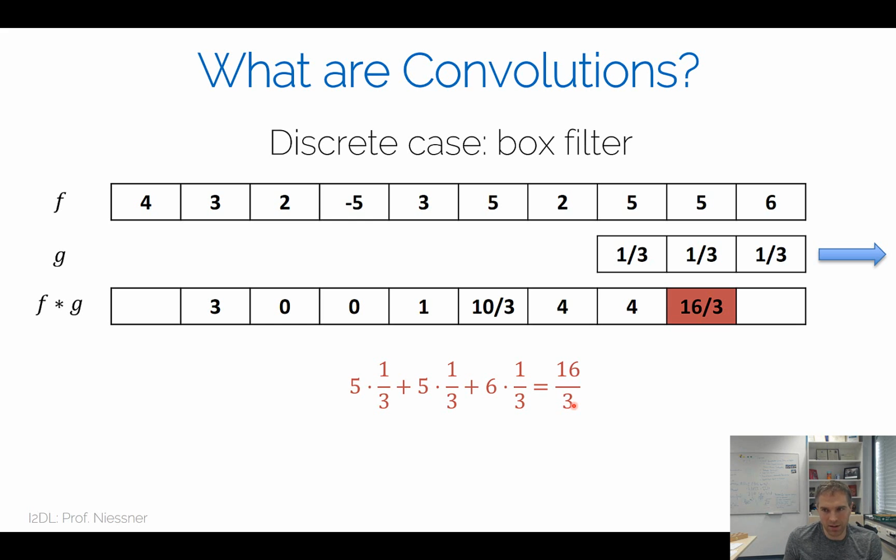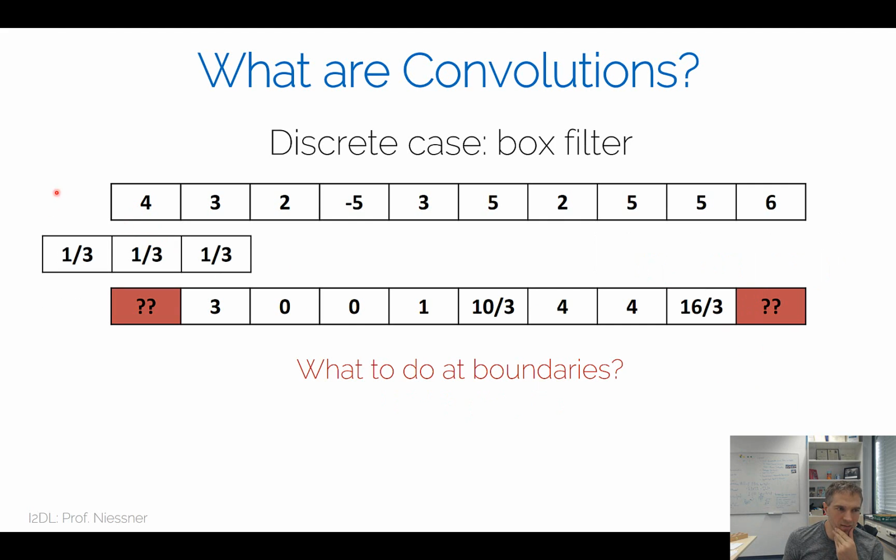Now, of course, I cheated a little bit, right? I don't have values here and I don't have values here. The reason is I don't know what value I should use here, right? I just don't know yet. And so the boundaries are kind of an ill-defined issue for the time being. So I just left it out, right? So I can't compute a value at this point in time.